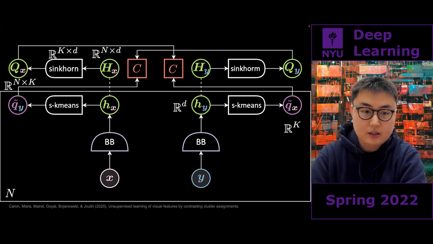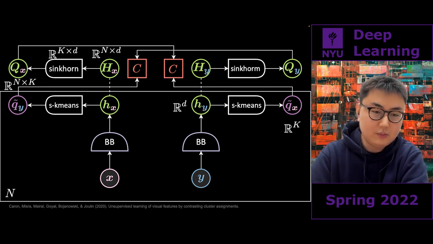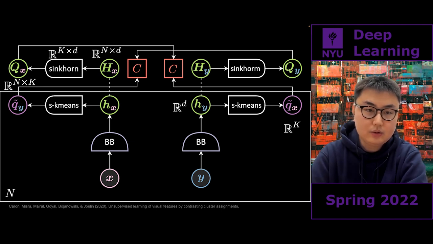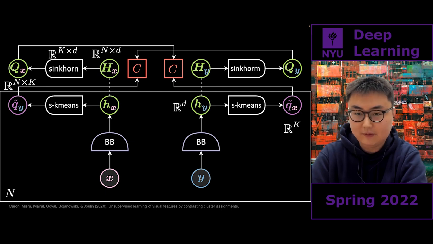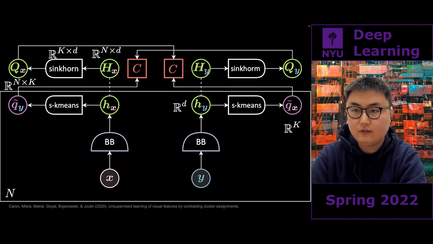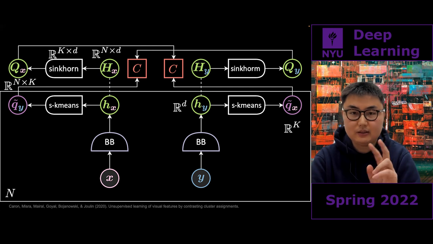Then you can do another clustering. This one I named soft k-means, but actually it's not really soft k-means. You do a clustering again with the same centroids, so you generate the prediction. You use HY and do a soft k-means, and you generate Q tilde X, the prediction for this QX, the uppercase QX. So you use HY to predict the clustering of HX, and you use HX to predict the clustering of QY. That's why it's called SwAV, because it's swapped prediction.